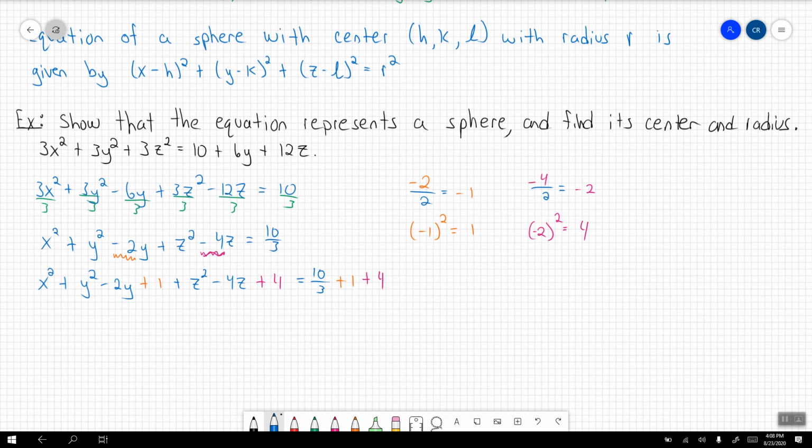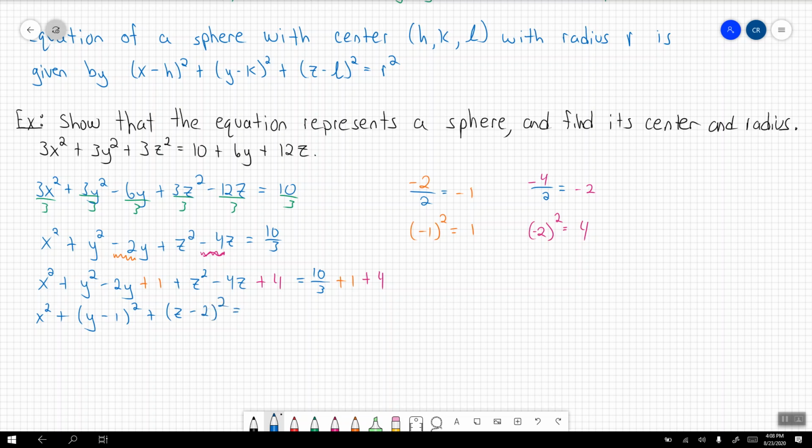Now, for the x squareds, it's nice that we don't have to factor here, so we're just going to leave it as is. But for the middle 3 terms, this y squared minus 2y plus 1, this is now a perfect square where we have y minus 1 quantity squared, plus the last 3 terms, that's now going to be z minus 2 squared in factored form.